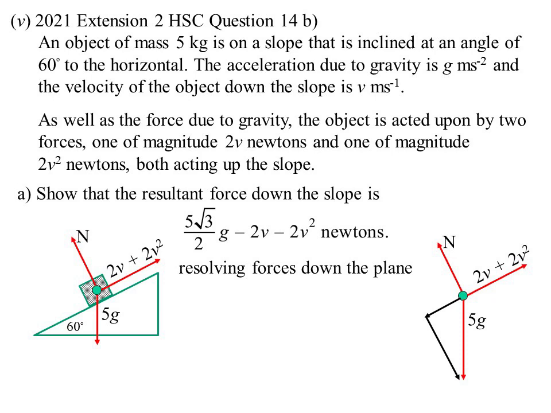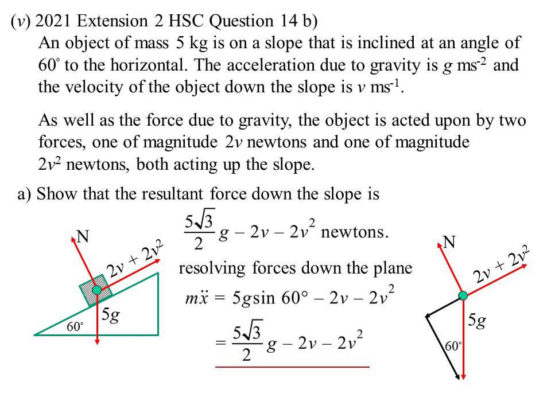Where does 60 degrees go? Playing with geometry, it would end up down there. So looking at it horizontally, then our resultant force down would be, well, gravity's going down, so that's 5g sine 60 minus the resistive force. How close are we? Very close. We just have to turn sine 60, and it is of course root 3 on 2. So we have our answer.